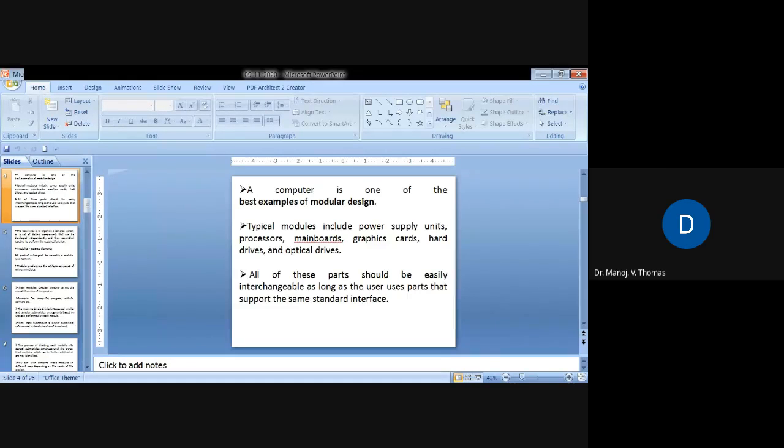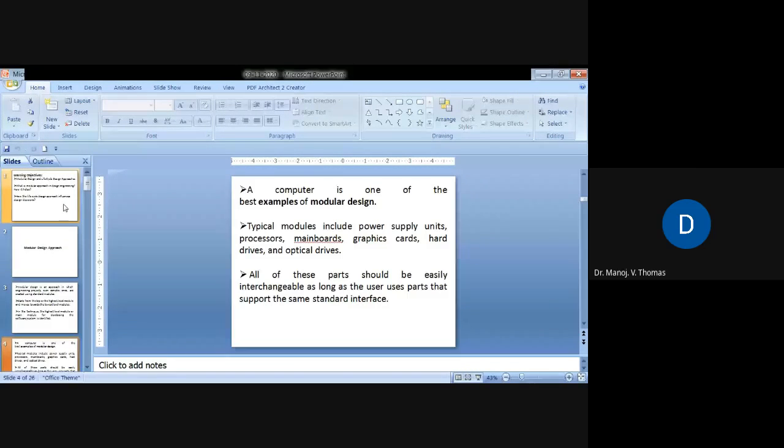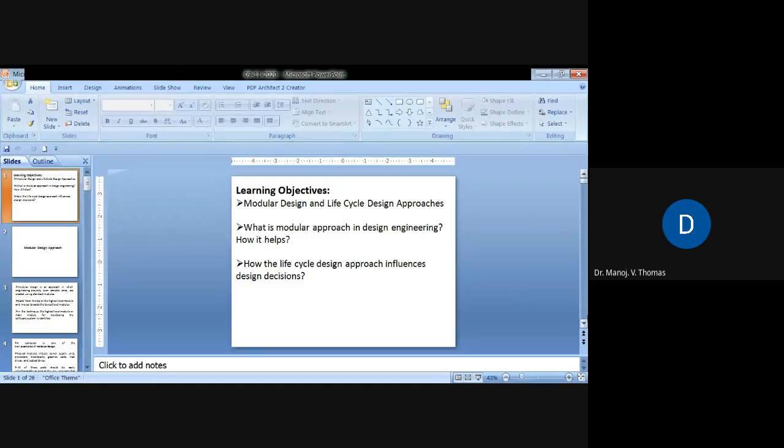So today's class will be about modular design and life cycle design approach. We will discuss the concept of what is modular approach in design engineering and how it helps the designers. Also, how the life cycle design approach influences design decisions. So I will tell in brief about modular design.